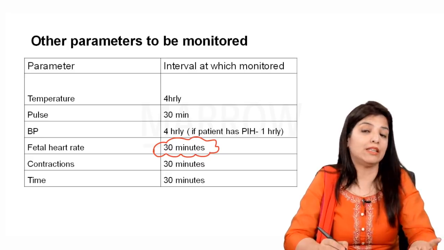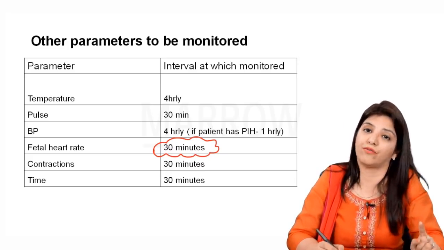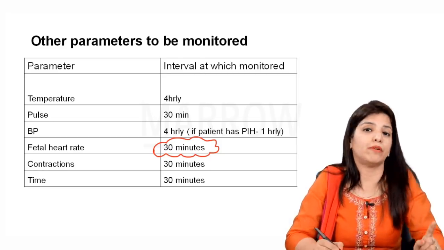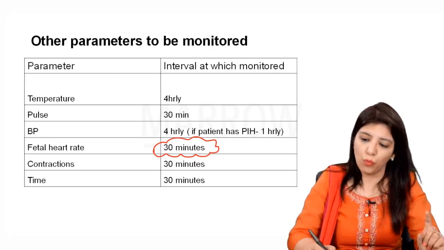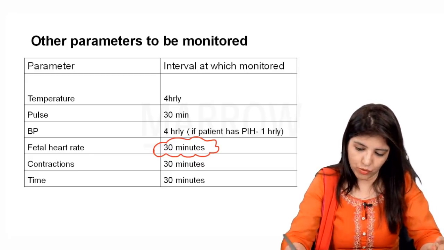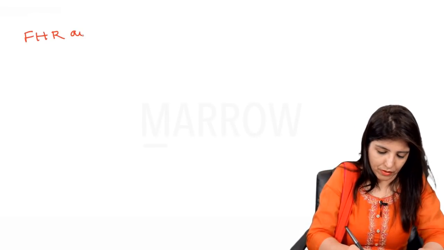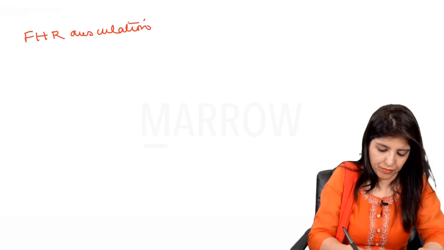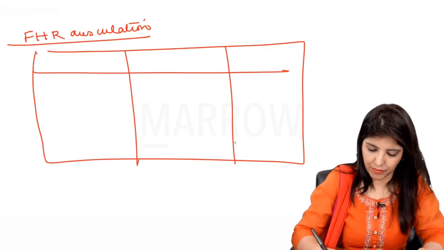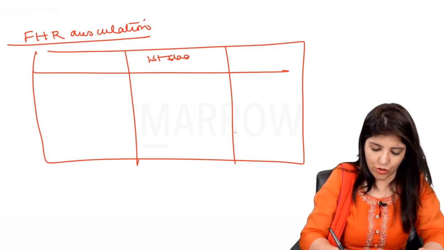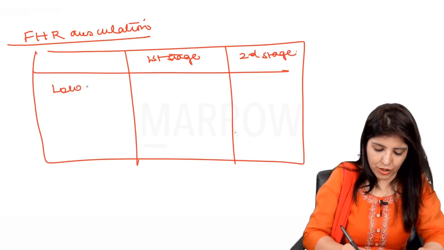But that doesn't mean that you are going to auscultate fetal heart rate after every 30 minutes. On a partogram, it will be written after every 30 minutes. But auscultation of fetal heart rate, that's very important. At what time interval do you auscultate the fetal heart rate? In the first stage of labor, in the second stage of labor, in a low risk patient, and in a high risk patient.